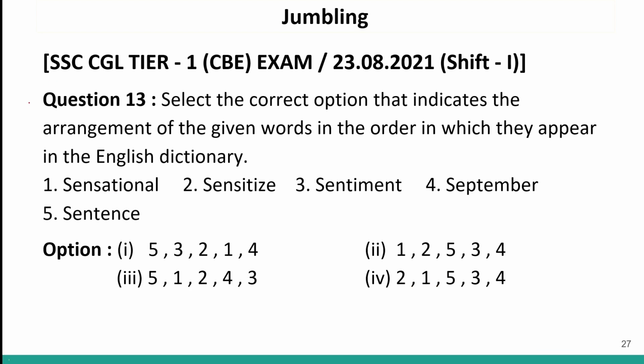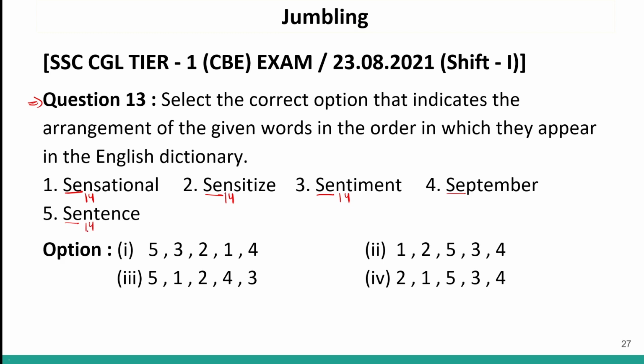Now, question number 13. 5 words are given: sensational, sensitize, sentiment, September, and sentence. And we have to arrange them in the dictionary order. Now, I can see that SEN is common in all. Okay, SE is common in all because we have September. So SE is common in all five. Then N is ranked at how much? 14.